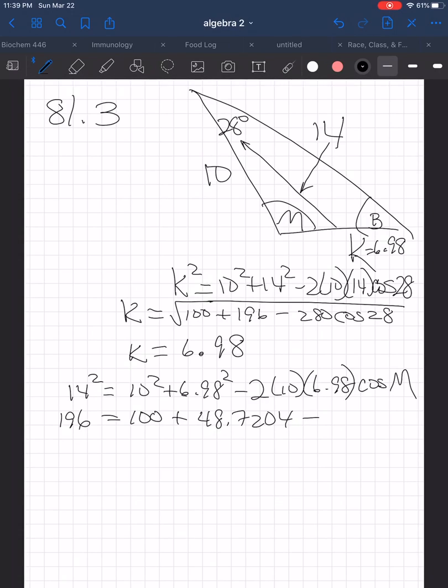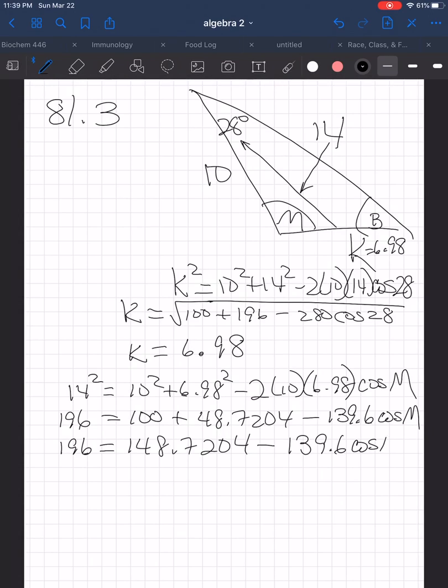48.7204 minus 20 times 6.98, 139.6 times the cosine of M. So this is 196 equals 148.7204, and then minus the 139.6 times the cosine of M. And remember, these can't be added because there's a cosine M here and not here. So we're going to subtract this from both sides.